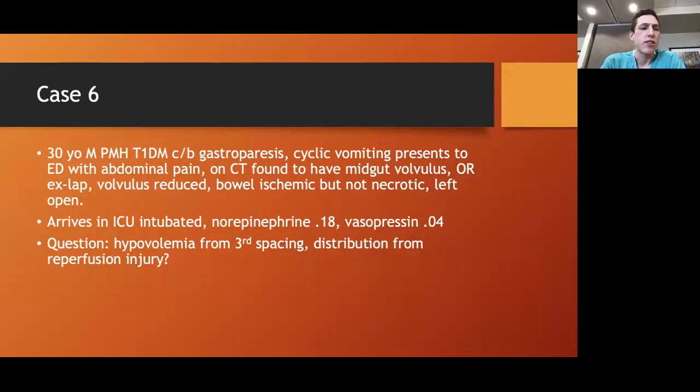Okay, case 6. This is the last case, but it's going to be a good one. So this is a 30-year-old male with a past medical history of type 1 diabetes complicated by gastroparesis and cyclical vomiting syndrome, with frequent emergency department visits 3-4 times a week for this unfortunate state. He presents once again to the ED with abdominal pain, and on CT is found to have a midgut volvulus.